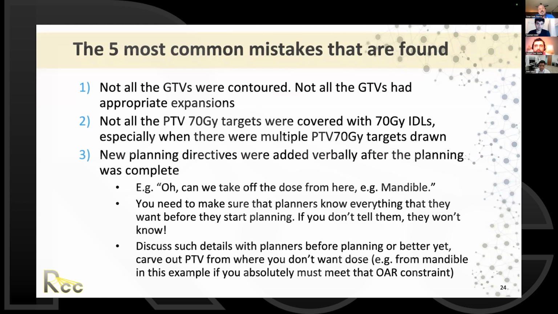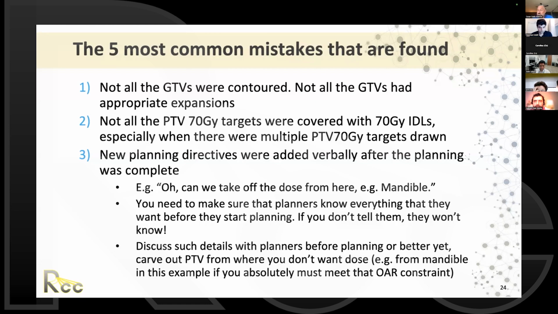Number one is that, for example, not all the GTVs were contoured, or not all the GTVs have the appropriate expansion. That's something that is very critical. We need to make sure that our gross tumor volumes are very well contoured. Whatever you need to define as GTV needs to be in the planning, and the expansions too. Not all the PTV 70 targets were covered with the 70 isodose line, especially when there were multiple PTV 70 targets drawn.